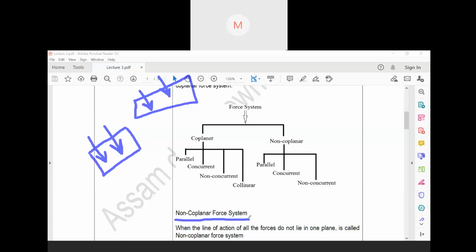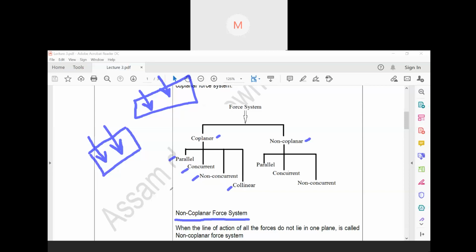Non-coplanar force system. Okay, so this is the difference between coplanar and non-coplanar force system. Now inside coplanar force system there is parallel, concurrent, non-concurrent and collinear force system. Okay, this is coplanar. So inside these, all four are there. Now inside non-coplanar there is no collinear.